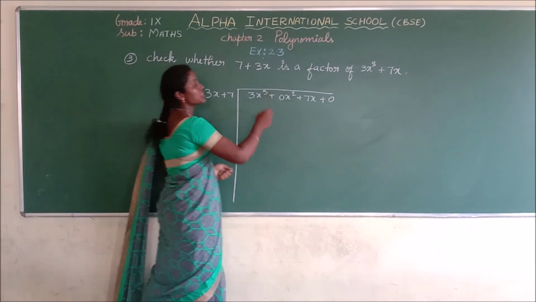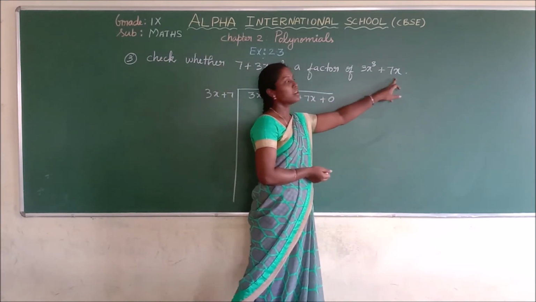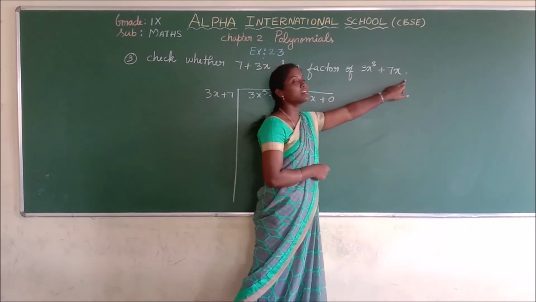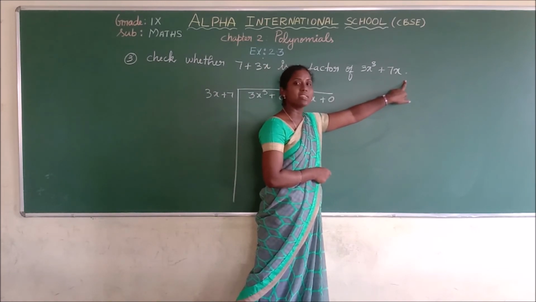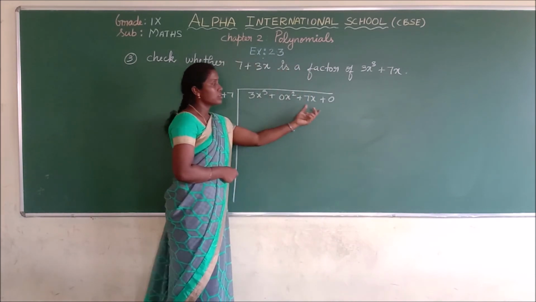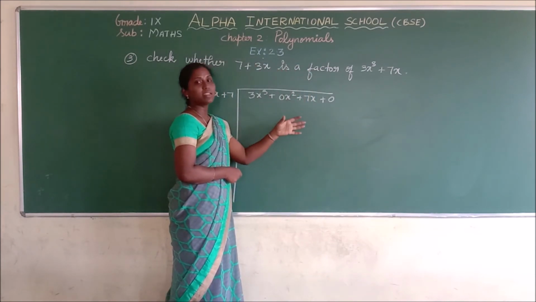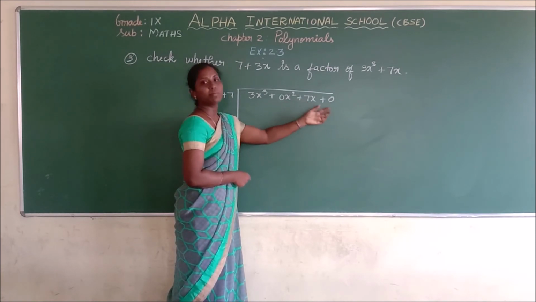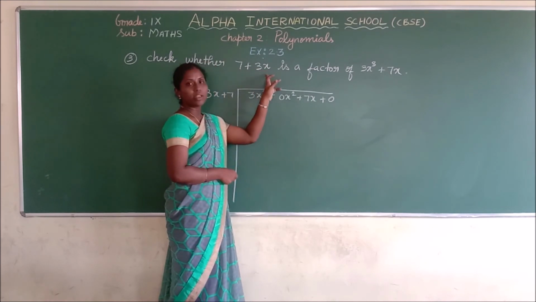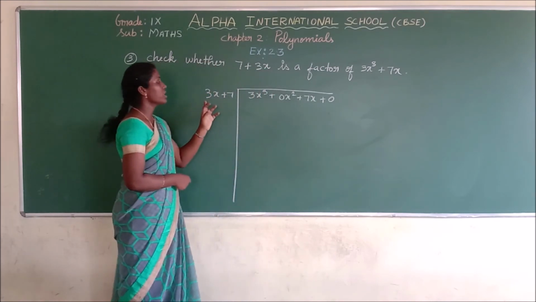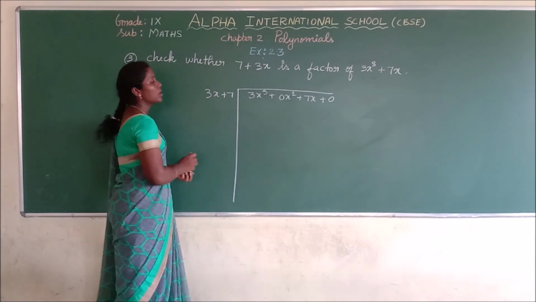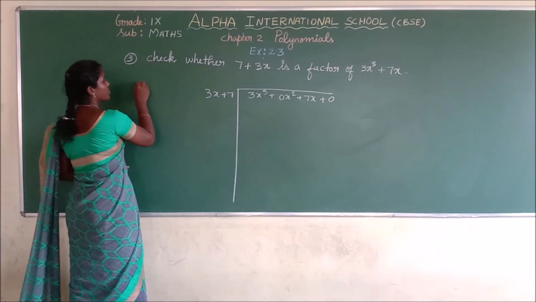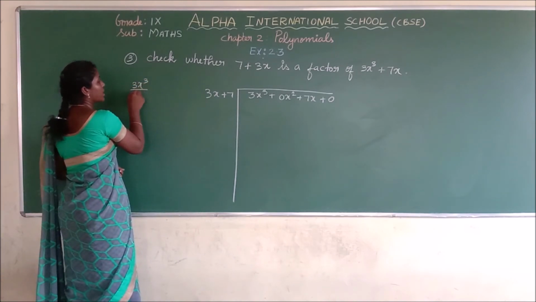Okay. So look at the question here, 3x cube plus 7x. Here the x square term is not there, so we are going to replace it by 0x square, and the constant term is also not there, so we are taking the constant as 0. We are just replacing the missing terms with 0. So 3x cube plus 0x square plus 7x plus 0. Here the divisor is not in order, so we are just writing it in order, 3x plus 7. Now the first term, 3x cube divided by 3x.